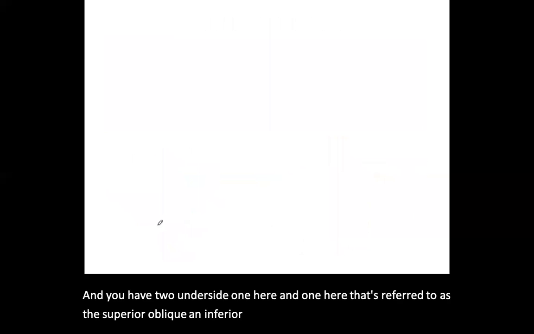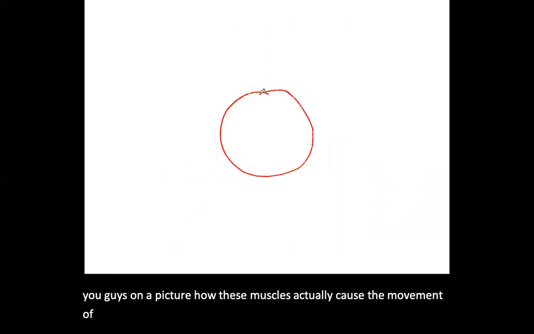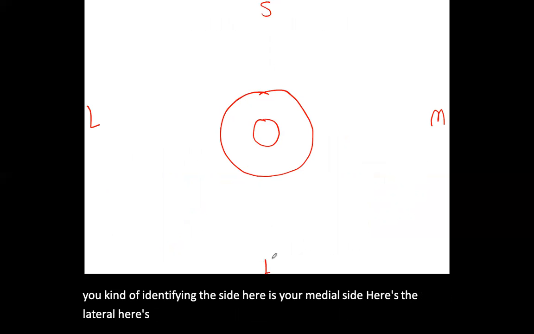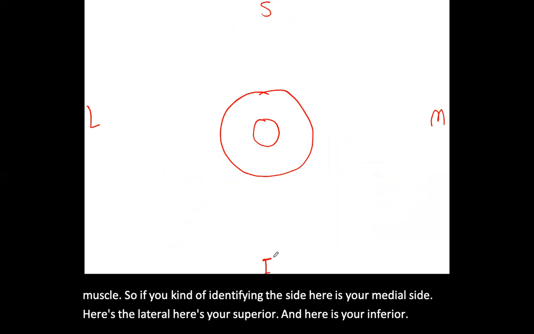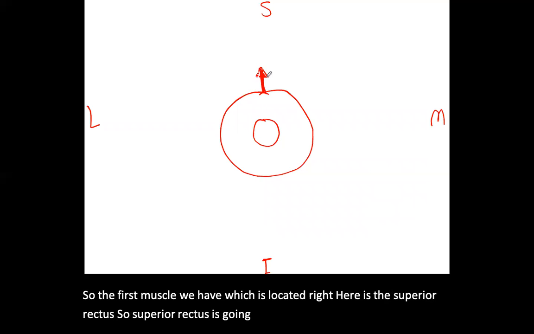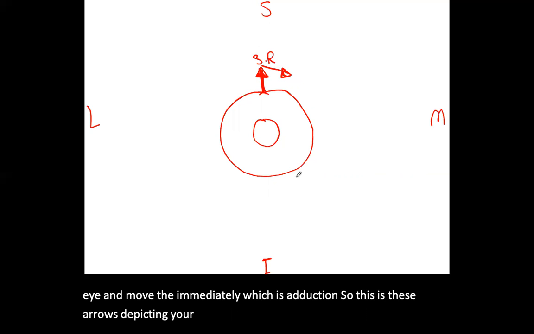Now I'm going to demonstrate for you on a picture how these muscles actually cause the movement of the eye. Here is your eye, here's your pupil. Identifying the sides, here is your medial side, here's the lateral, here's your superior, and here is your inferior. The first muscle we have, located right here, is the superior rectus. The superior rectus is going to move the eye up or elevate the eye and move the eye medially, which is adduction. These arrows depict your superior rectus movement.